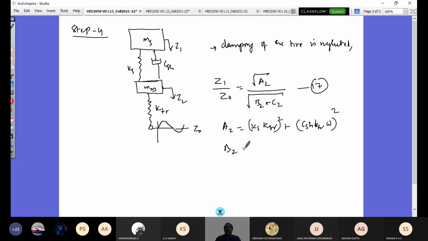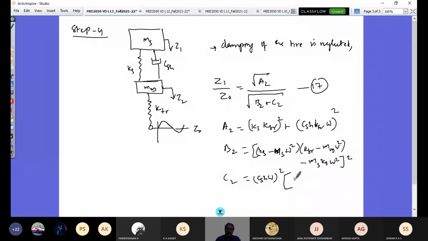And B2 is going to be (Ks minus ms omega square) into (Ks minus ms omega square) into (KTR minus mus omega square) minus (ms Ks omega square) whole square. And C2 is going to be (CSH omega) whole square into (ms omega square plus mus omega square minus KTR) square.